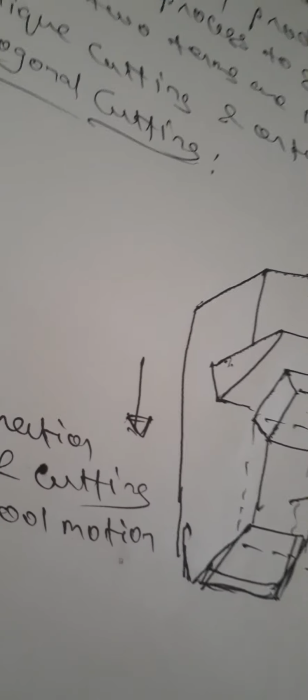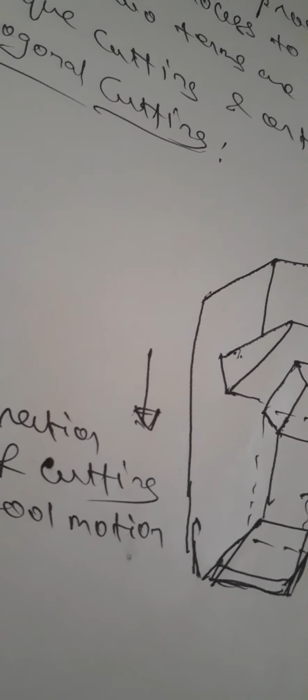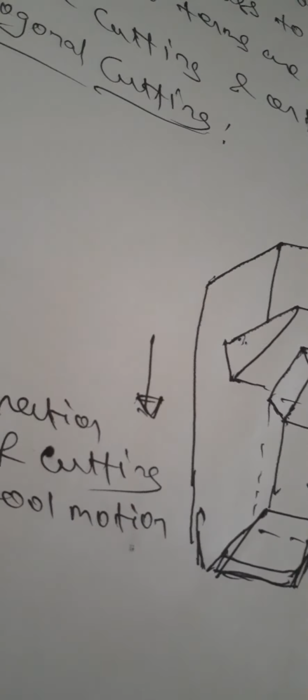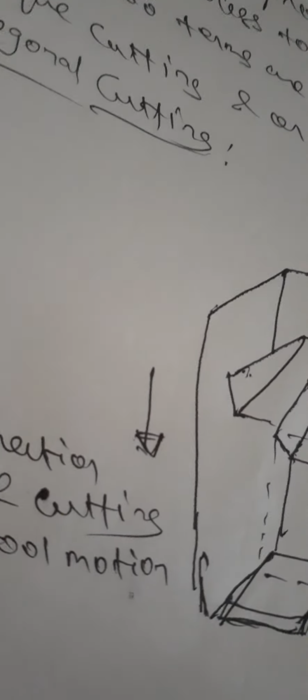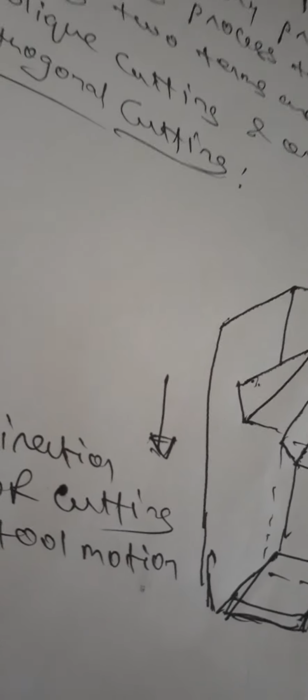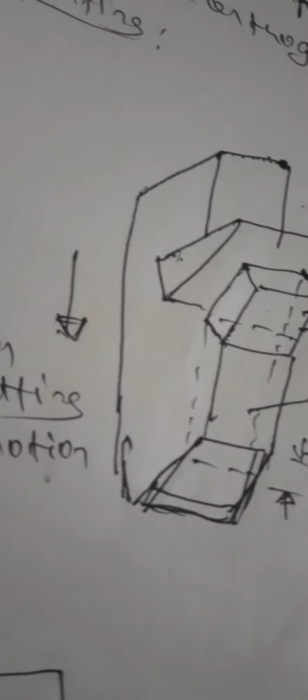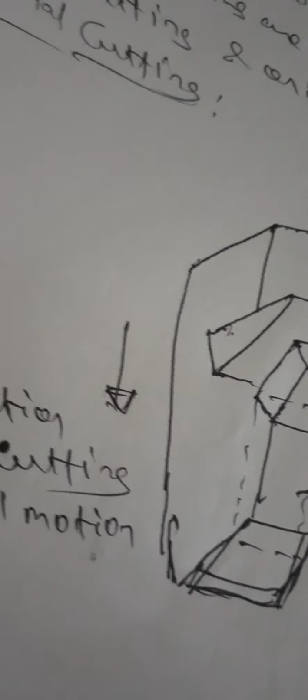In orthogonal cutting, two mutually perpendicular forces are involved. Therefore, it is known as 2D cutting. And in oblique cutting, three mutually perpendicular forces are involved. So, it is called 3D cutting.